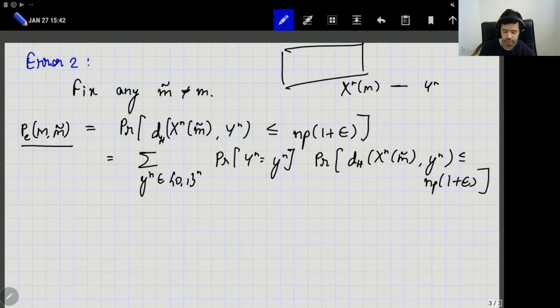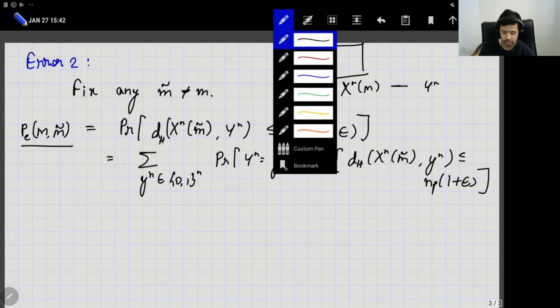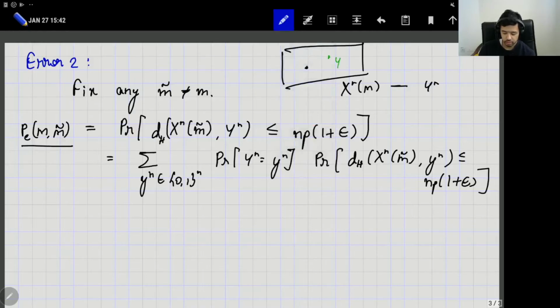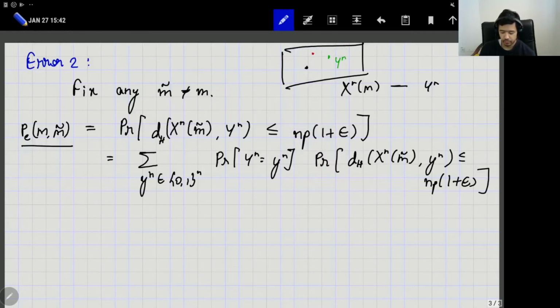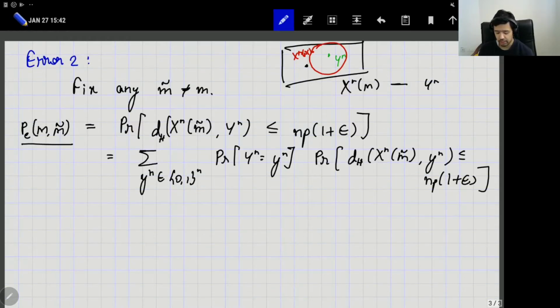So this is what the geometric picture looks like. This is xn of m. You transmit this and you get a yn, and there is some other sequence xn of m tilde which lies within a distance of radius np to yn. Now in this case we don't really care whether xn of m is close to yn or not, because it will anyway lead to an error. So irrespective of whether the black dot is within the red ball or outside the red ball, we will still be in error because there is a wrong code word already within the ball. Right?